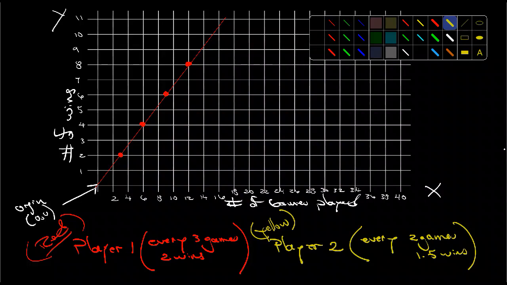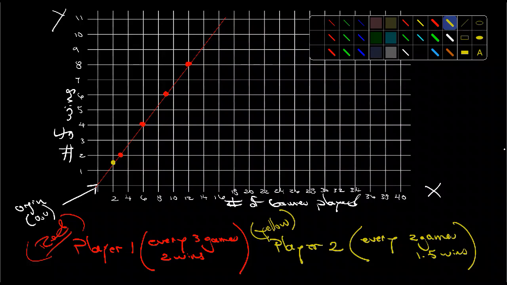So yellow, player 2, for every 2 games, they have 1.5 wins. So here's the number of games played. That's the first value, so there's 2, and then go up 1.5. Well, where's 1.5? It's going to be right about there.